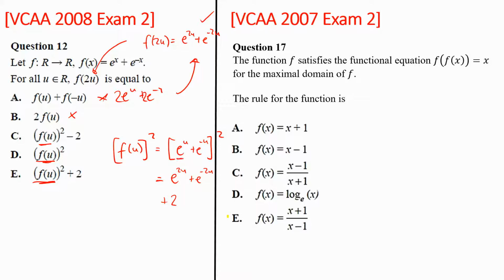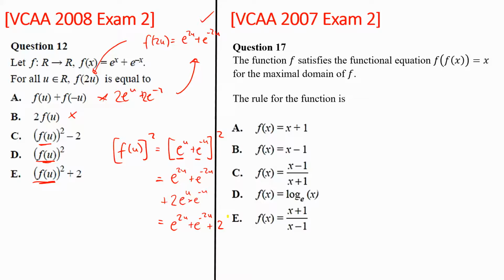In this case, I've got a as e to the power of u and b as e to the power of negative u. So it becomes e to the power of u multiplied by e to the power of negative u. Now we know from index laws that when you multiply with the same bases, you add the powers. u plus negative u makes it 0. E to the power of 0 is 1. So what this is saying is f of u squared is equal to e to the power of 2u plus e to the power of negative 2u plus 2.